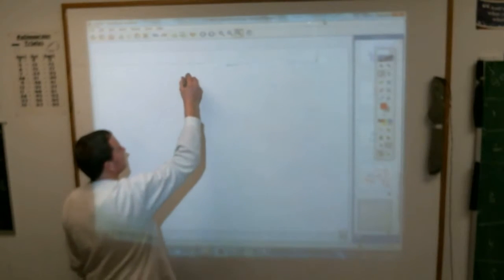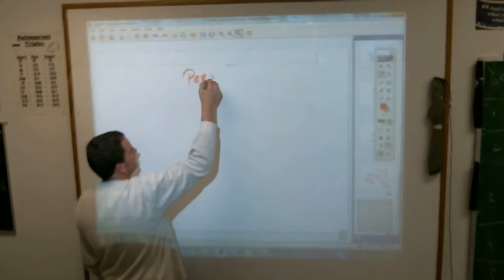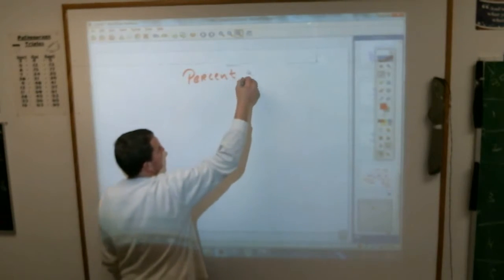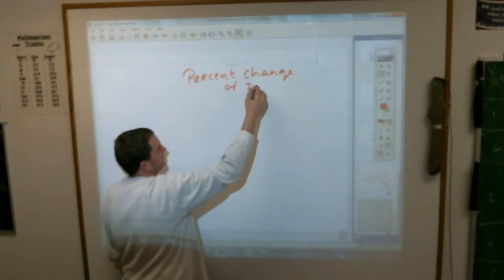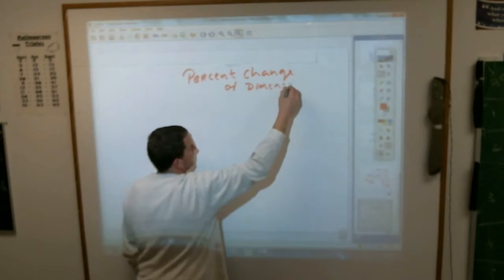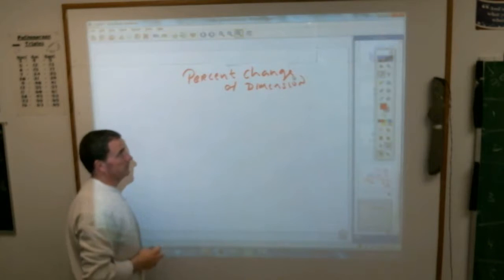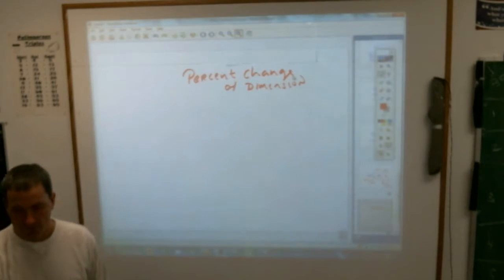Percent change of dimensions. Maybe it should say percent change with dimension. That's what you'll have after this.